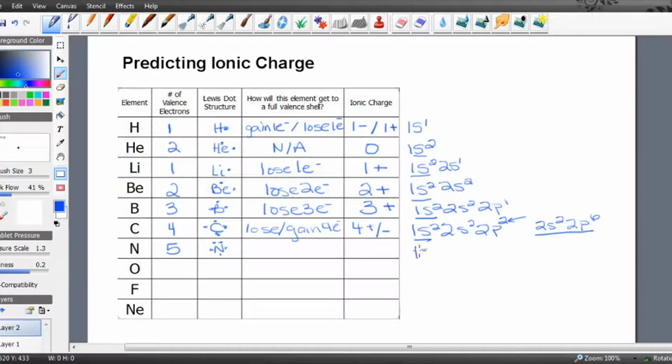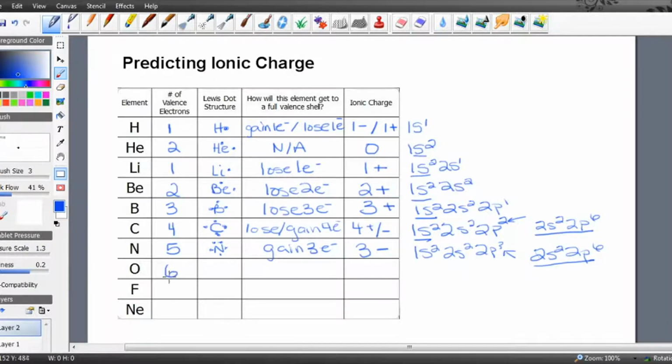Let's look at the electron configuration. 1s2, 2s2, 2p3. If we were to gain 3 more electrons, we would end with 2s2, 2p6, and become like neon. What's easier, losing 5 or gaining 3? Gain 3. And now if we gain those 3 electrons, nitrogen will have a 3- charge.